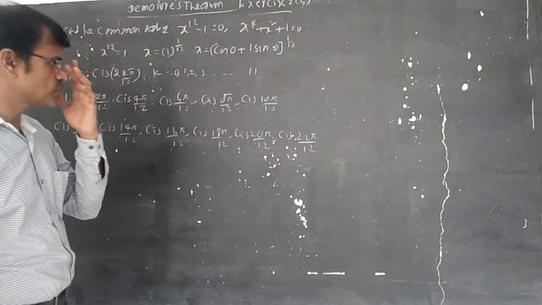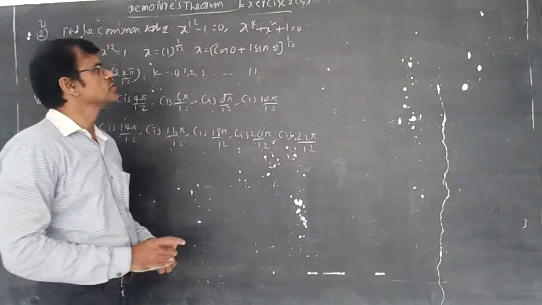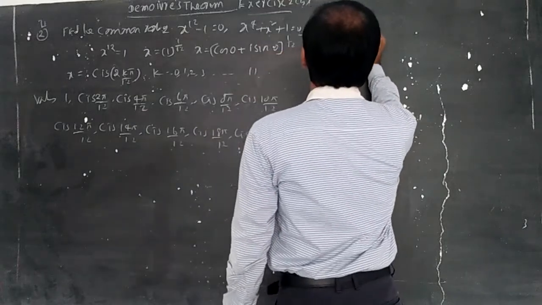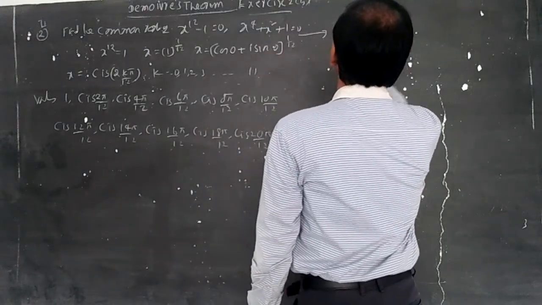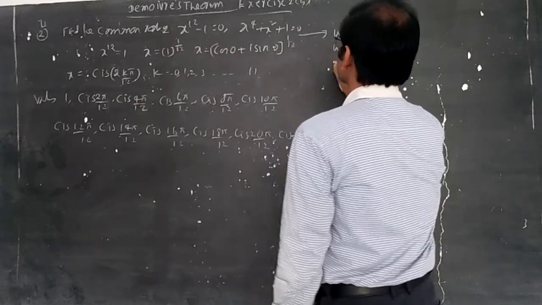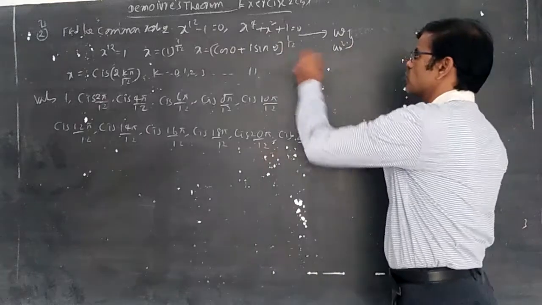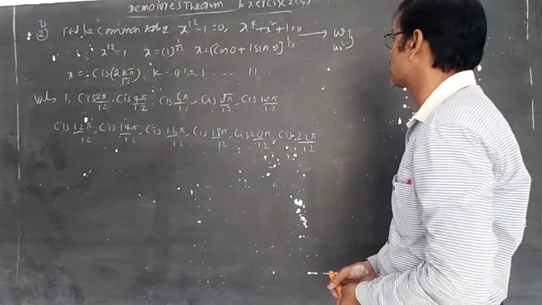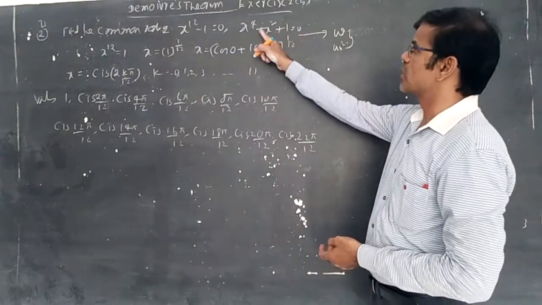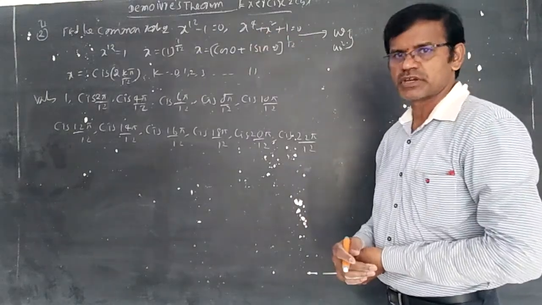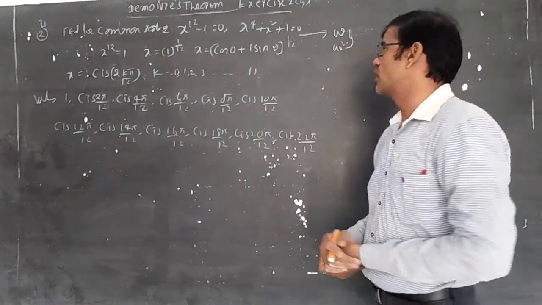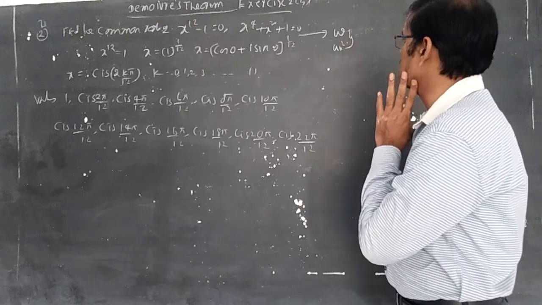So multiples of 2 pi by 3 only are roots, because for this one omega is a common root. Omega, omega square are common roots. If you put here omega power 4 plus omega square plus 1, it is 0. If you put omega square, omega square whole power 4 becomes omega power 8, which is nothing but omega square, plus omega square whole square, nothing but omega. So omega, omega square are roots.